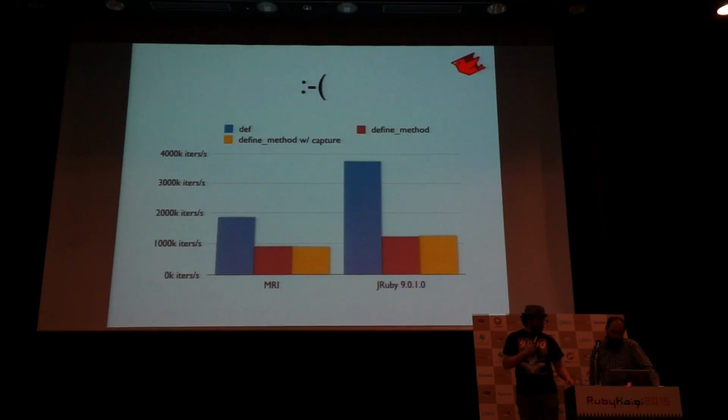Here's a comparison, and this affects MRI as well. So there's MRI and JRuby with a normal defined method, just a def method, and then both forms of define_method. And of course, JRuby is doing well on regular methods, but we all have a major hit from define_method. And these are used so often, this is something we decided we needed to fix.